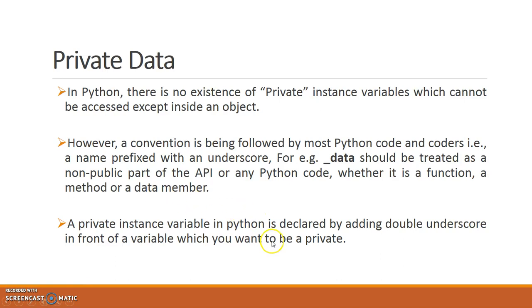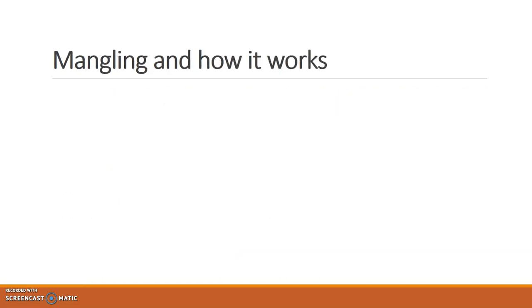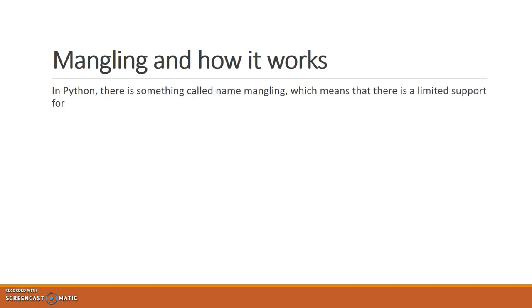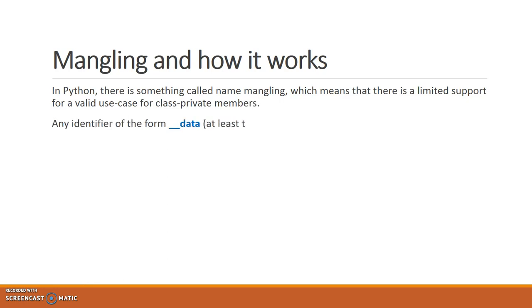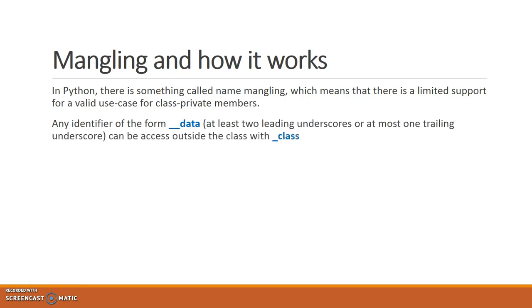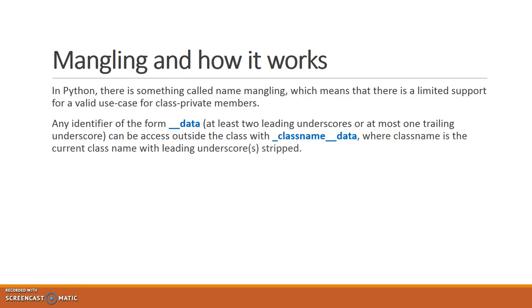And to access that private data, we need the concept of name mangling. So let's see name mangling and how it works. In Python, there is something called name mangling, which means that there is limited support for a valid use case for class private members. Any identifier of the form __data, with at least two leading underscores and at most one trailing underscore, can be accessed outside the class with _classname__data, where classname is the current class name with leading underscores stripped.